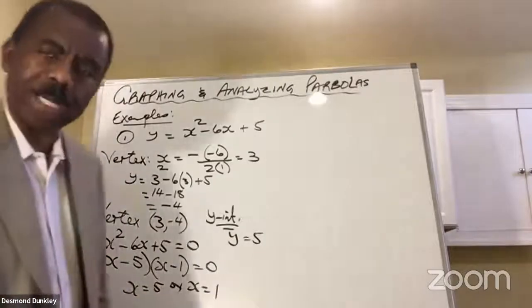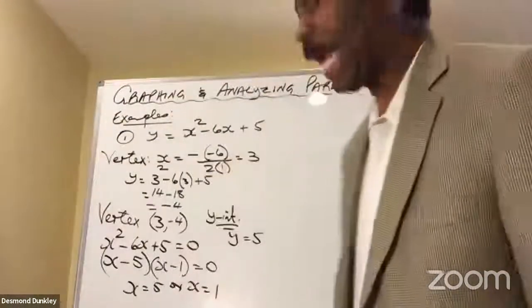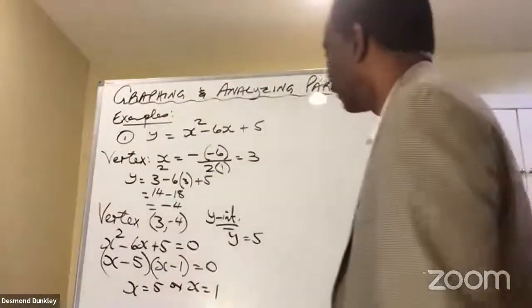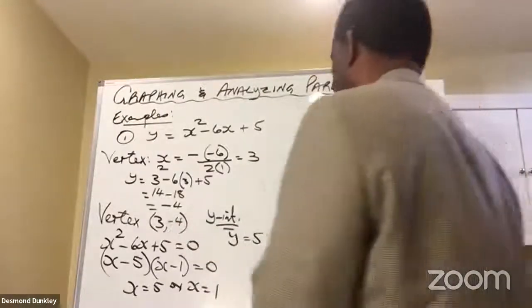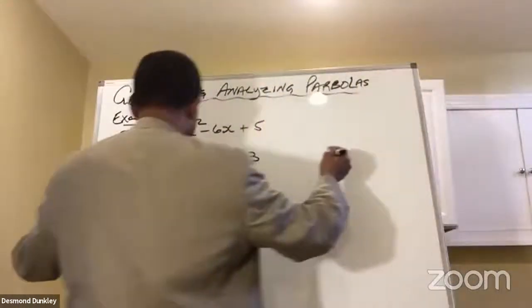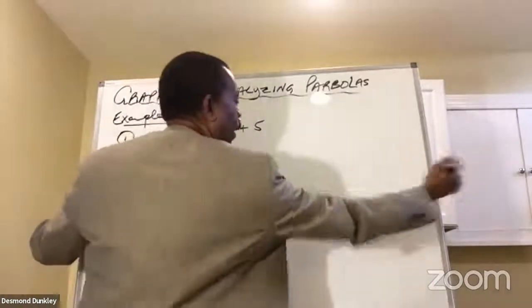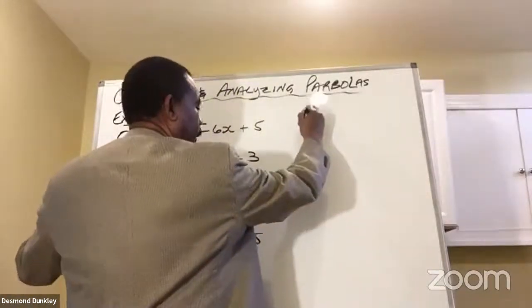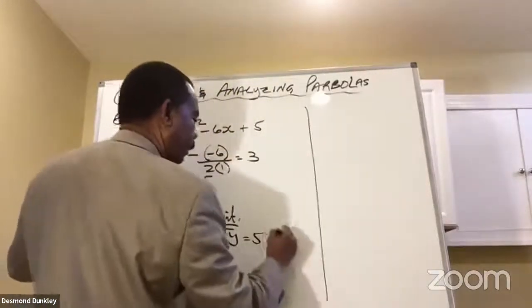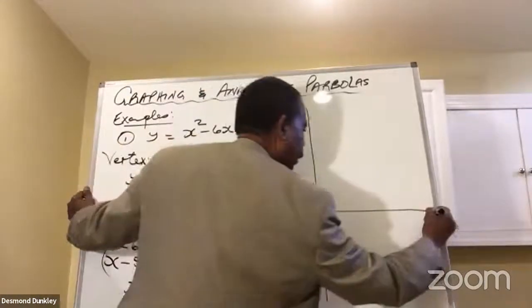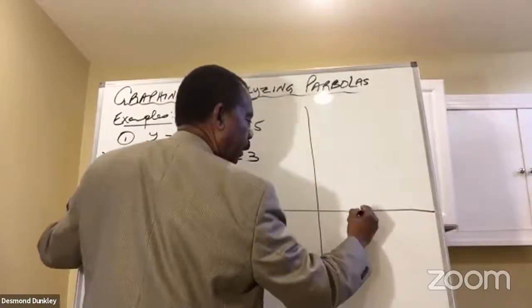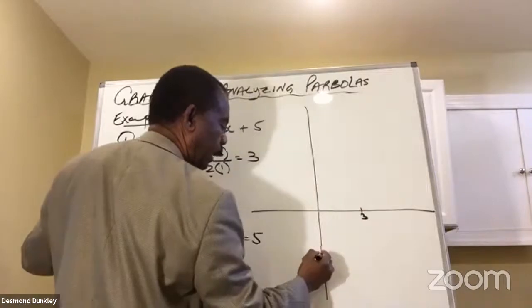So now we have quite a bit of information. We can actually sketch the graph. So we have 3, negative 4. Most of it is over on the right, so I don't need the axes to be equal. I can do something like this. So 3 and negative 4.